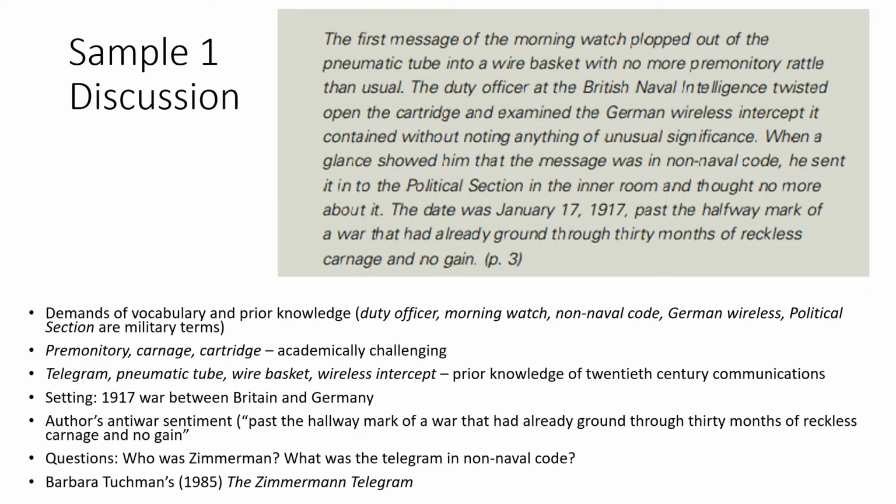1917, we know that it was in January, and we know that it was during a war. We do know we've got the two things: British naval intelligence, and then it says German wireless. So we can infer that there was a war between Britain and Germany. And then these are some of the more nuanced things about the text, a little bit more complex when we're asking students to infer and read into tone.